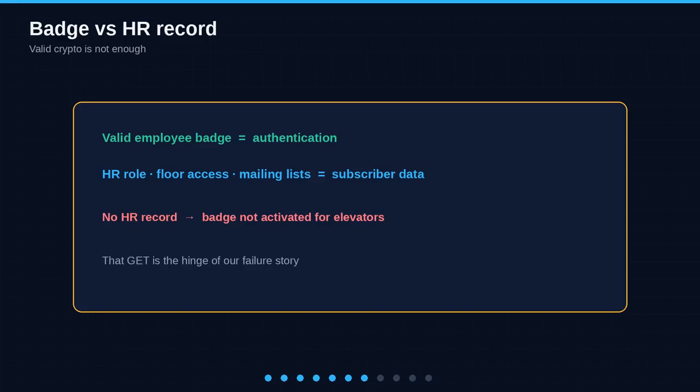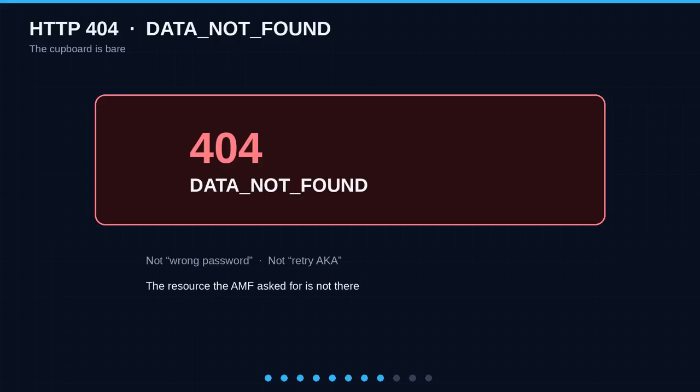The UDM answers the subscriber data GET with an error. HTTP status code 404, DATA_NOT_FOUND. Read that carefully. 404 is not wrong password. It is not try authentication again. It means the resource the AMF asked for, this subscriber's data set, is not there. From the AMF's point of view, the cupboard is bare.